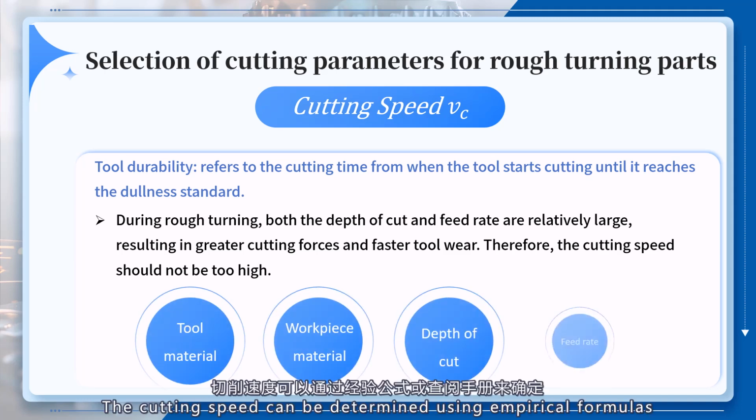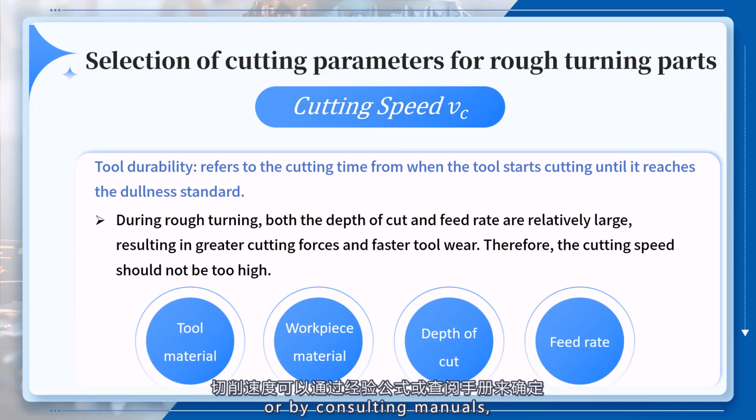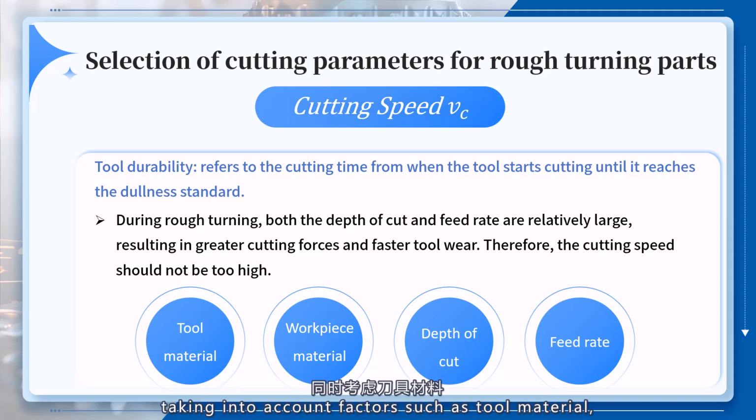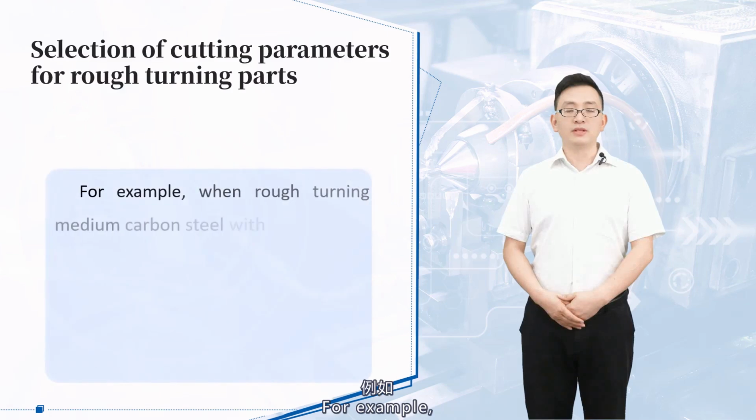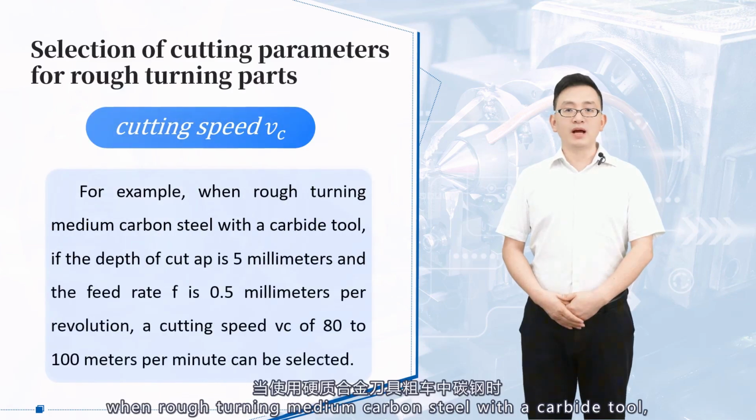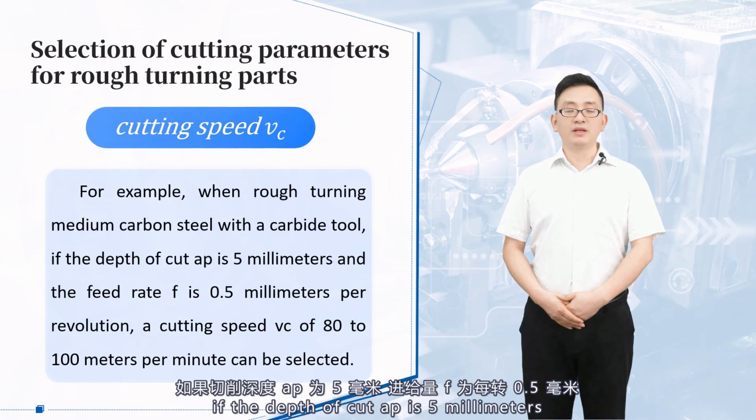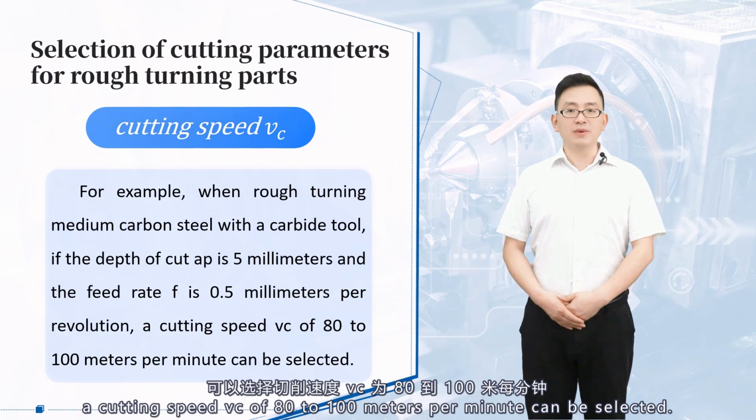The cutting speed can be determined using empirical formulas or by consulting manuals, taking into account factors such as tool material, workpiece material, depth of cut, and feed rate. For example, when rough turning medium carbon steel with a carbide tool, if the depth of cut ap is 5 mm and the feed rate f is 0.5 mm per revolution, a cutting speed vc of 80 to 100 meters per minute can be selected.